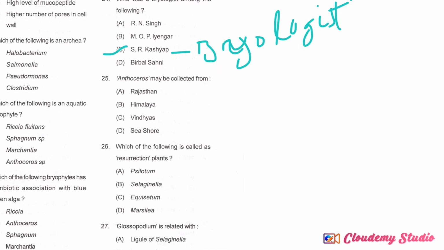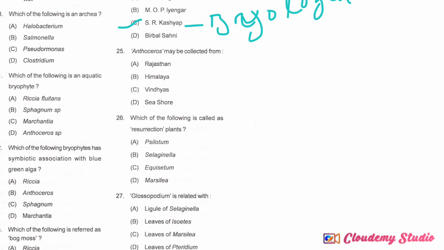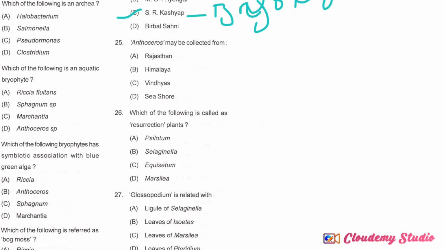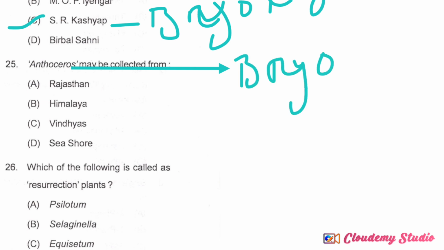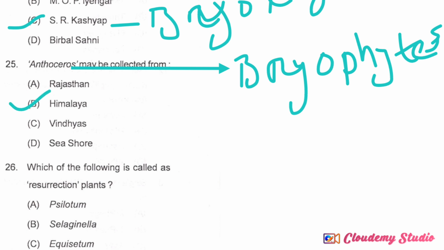Question number 25. Anthoceros may be collected from. Anthoceros is a bryophyte. In India, Anthoceros or bryophytes are collected mostly from the Western Himalayas. So the answer is option B.